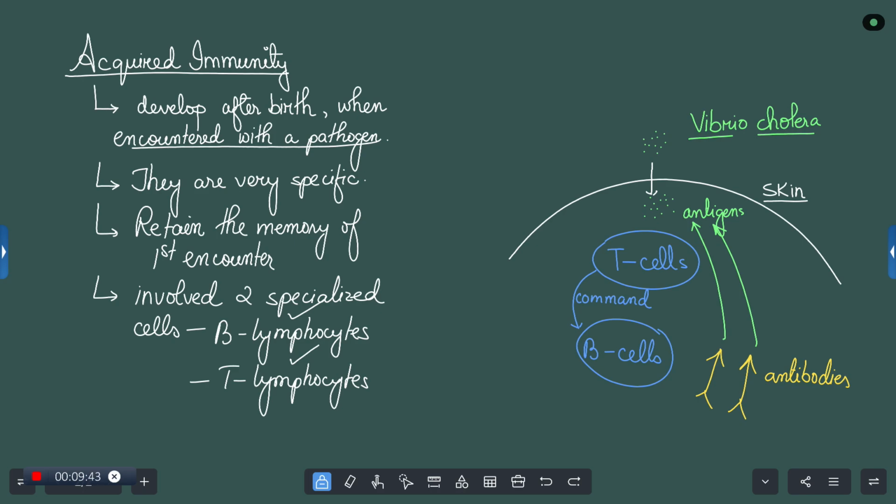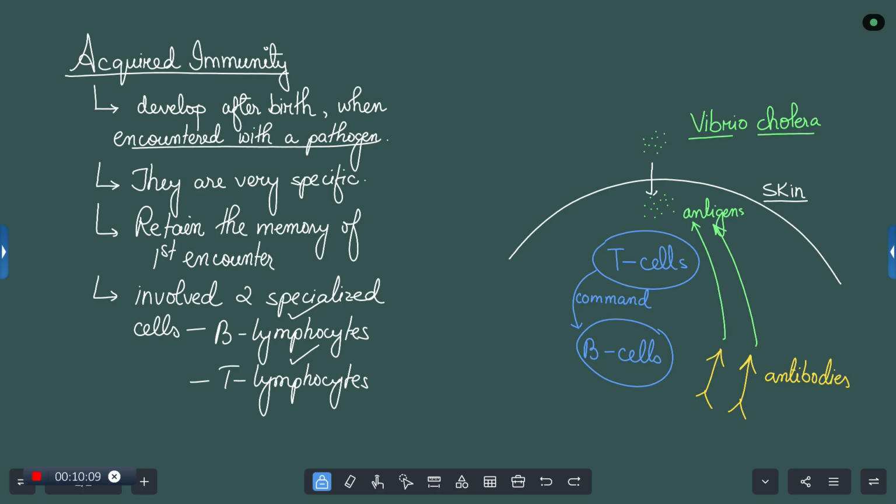This particular bacteria that is capable of causing cholera takes entry into the body. Because of its entry, the T cells are first activated, which in turn activate the B cells, which launch the proteins called antibodies and eliminate the antigens. But one point to be noted here: production of antibodies takes time.